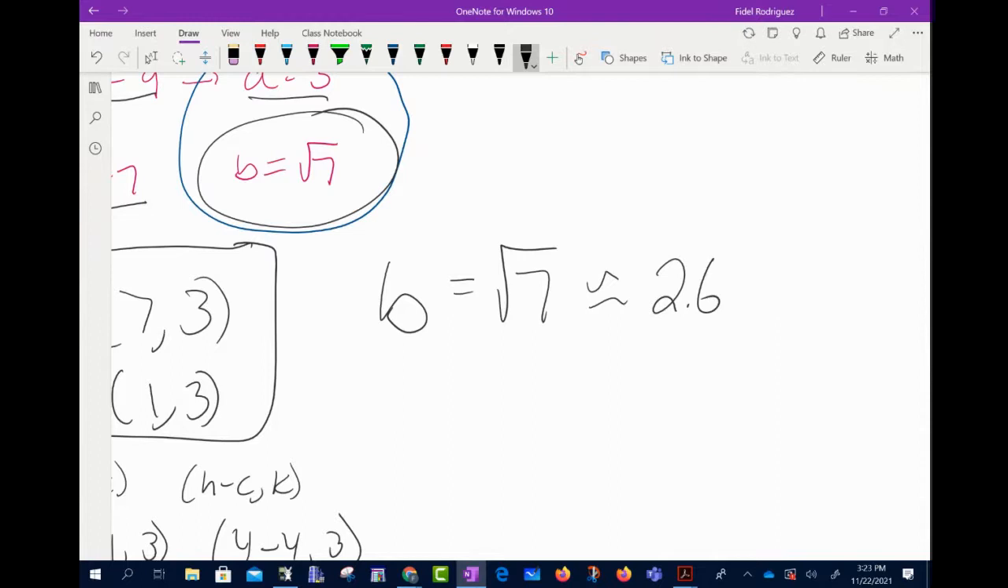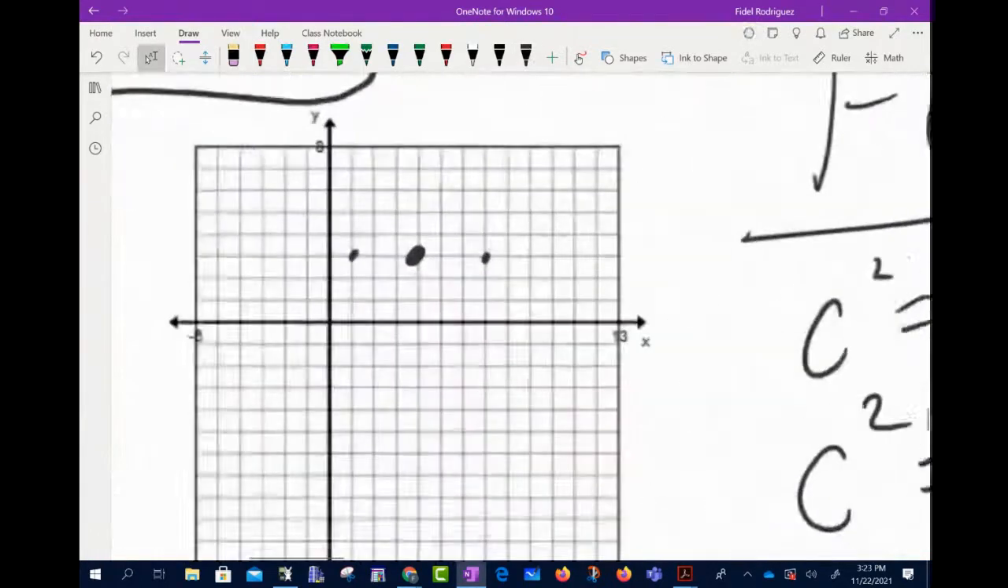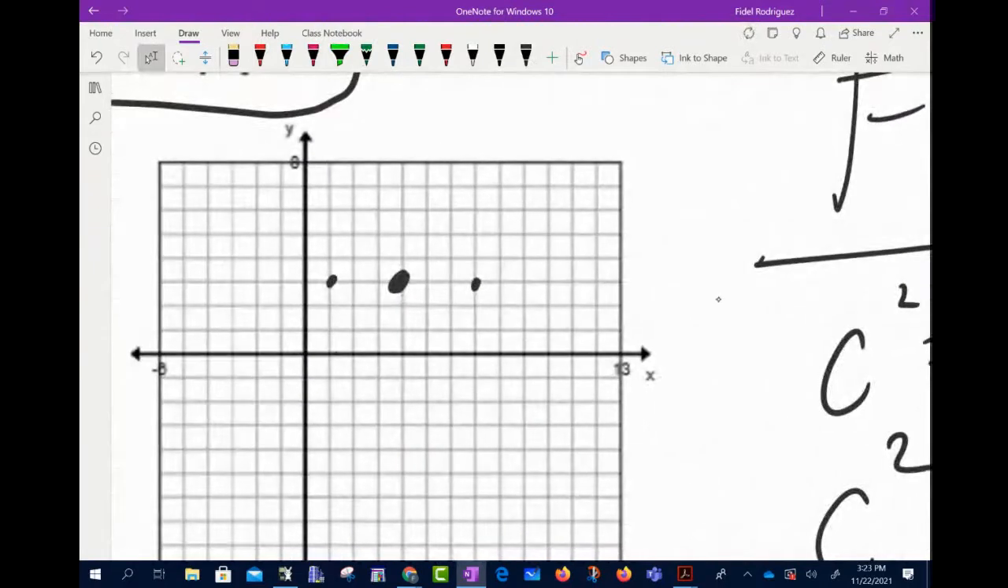2.645, let's say 2.6. So this is what I'm going to do, y'all. From here, I'm going to go up 2.6. 1, 2, and a little bit more. 1, 2, and a little bit more. The reason I'm drawing these little dotted lines is that they're going to help me when I sketch my asymptotes. Are you okay with what I did? Or did I lose you?